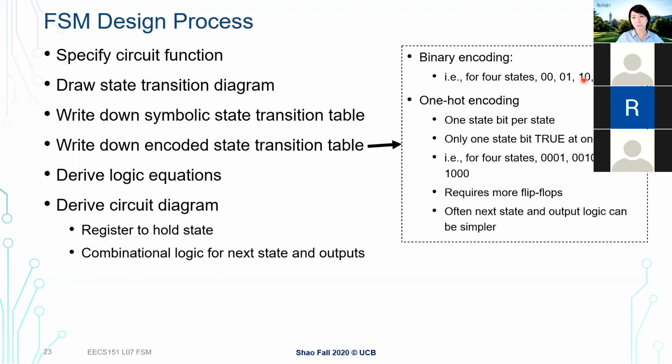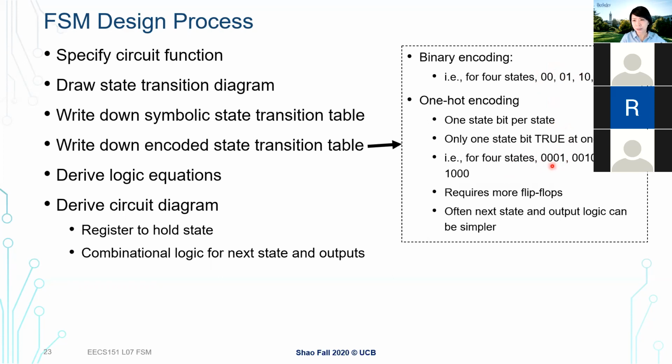It's basically using one state per bit for each of the states. So let's say in the same example, you have 4 states. Instead of using the 2-bit combination here, we actually use 4 bits. But here, only one state bit is true at any given time.